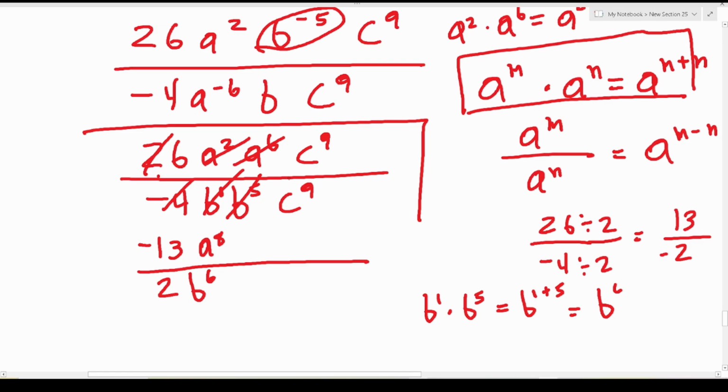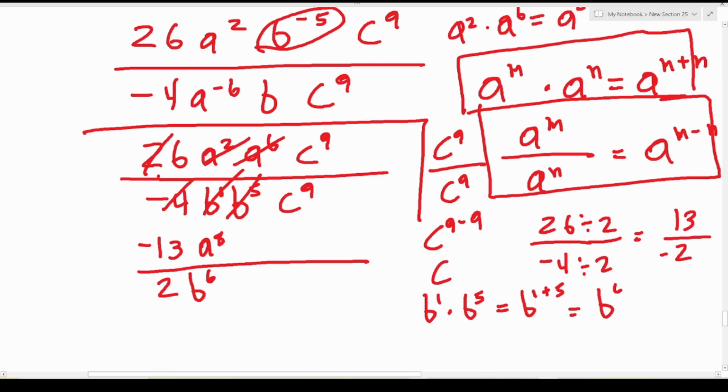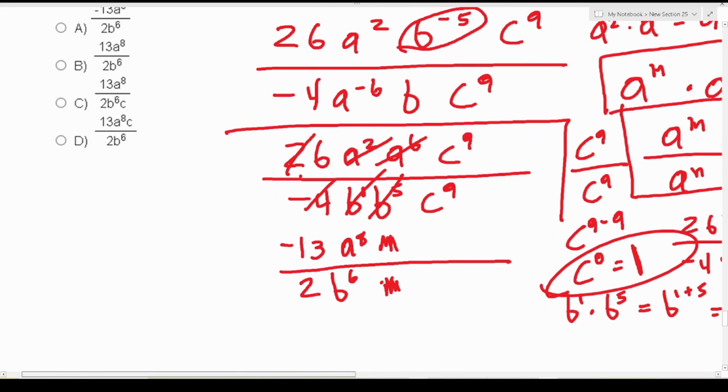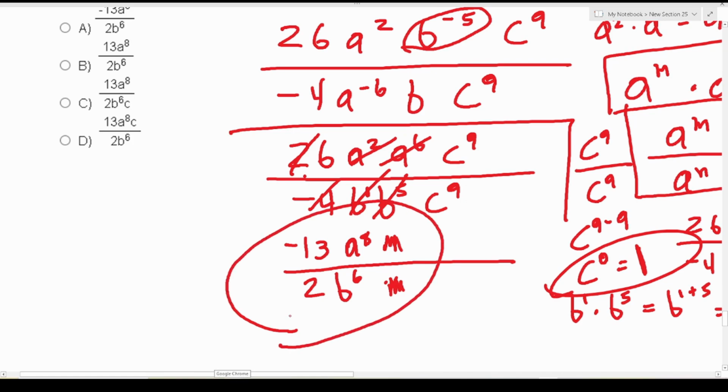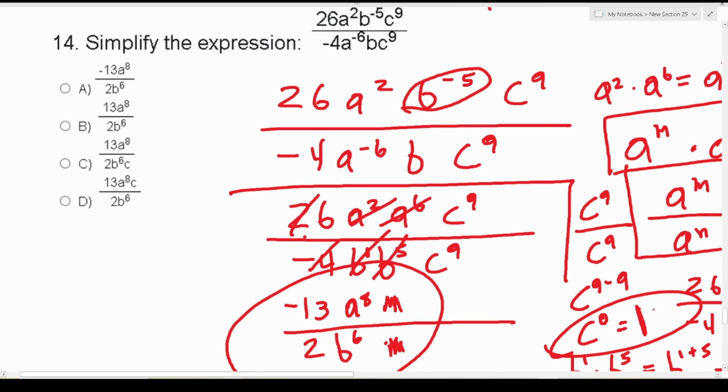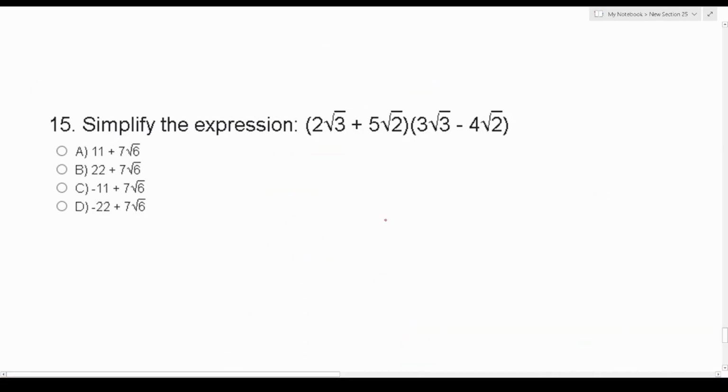Now we got to deal with this pair of c to the 9s. And we're going to make use of the quotient rule to do that. Again, we have c to the 9 over c to the 9. Well, according to the quotient rule, when you have things that have the same bases and different exponents over each other in a fraction, that prompts you to subtract the exponents. So this becomes c to the 9 minus 9. 9 minus 9 is 0. Anything raised to the 0 power is 1. So c to the 0 is 1. And if I were to place a 1 here, it would make no difference because 1 times this would be this. So we don't have to express that. In other words, the c just disappears. So simplified, we have this negative 13a to the 8th over 2b to the 6th, which is answer choice A.